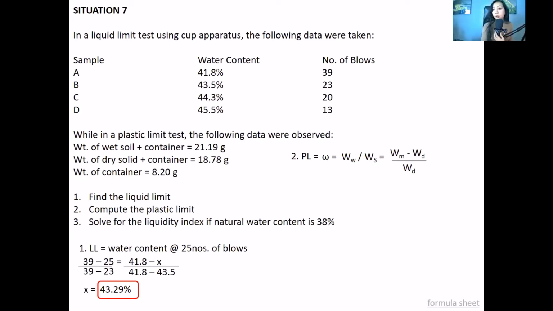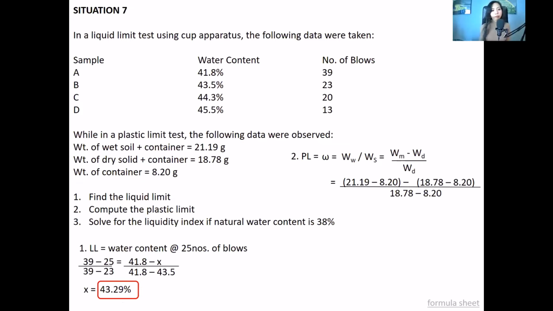So plugging in, we have yung weight ng moist sample natin is 21.19 as per yung given. Weight of wet soil plus container. Pero since may container pa siya, ilaless natin yung 8.2 grams. So that would be 21.19 less 8.2. And then, yung weight ng dry natin, it's just 18.78. Excuse me. Less pa rin ng container. So it's like this. And all over, yung weight ng dry, which is still 18.78 minus 8.20. Solving for the plastic limit, we have, napakabilis ni Engineer Ranji.